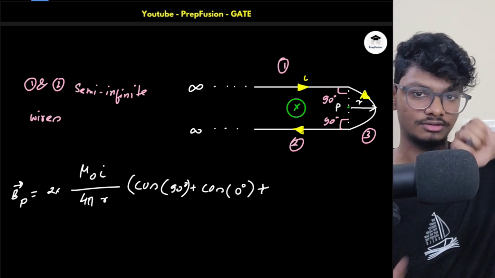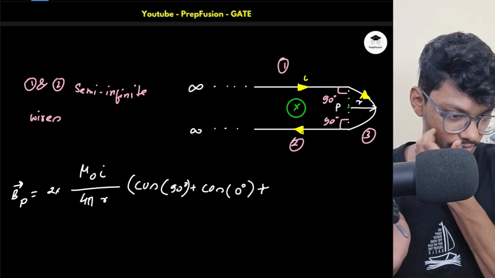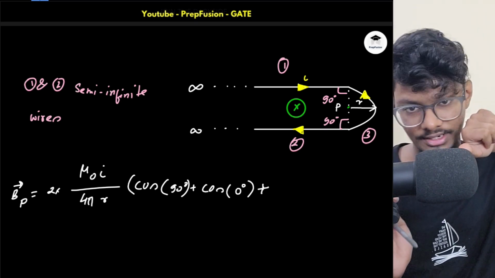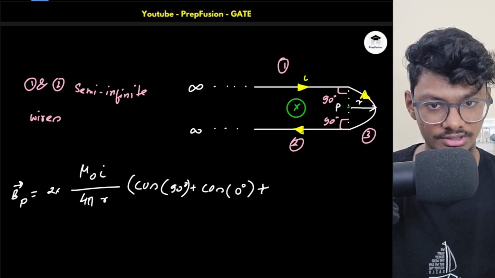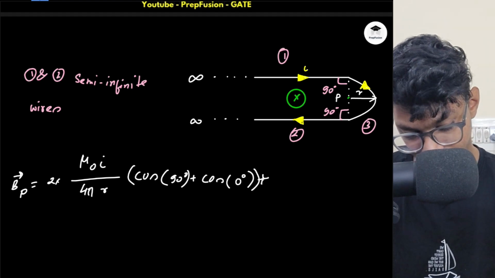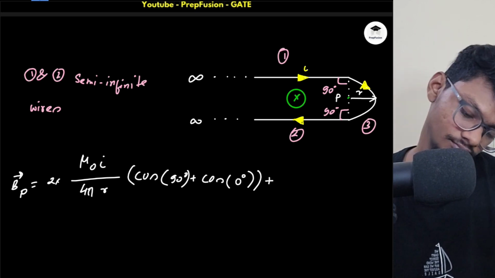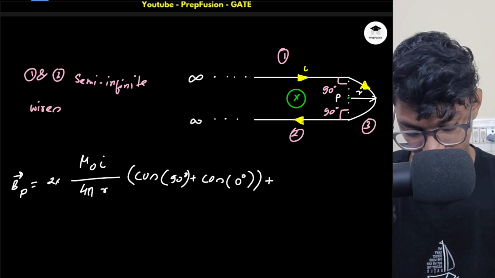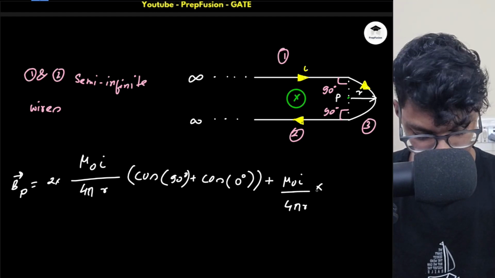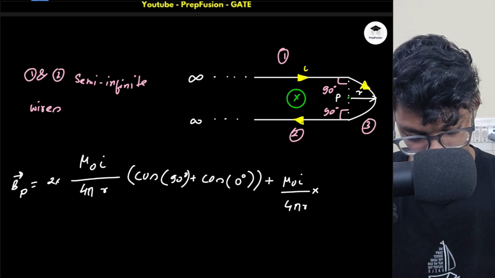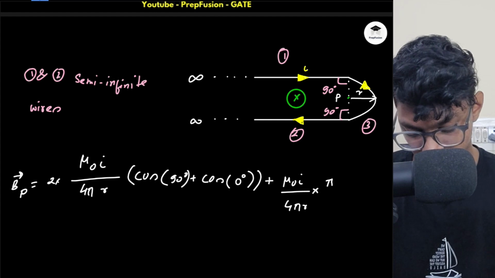And anyways, with that concept of curling your fingers along the loop, you are able to say that it is inside only. I'm repeating, but I'm saying this multiple times so that this concept gets clear in your head. So this will be plus, and this will be mu naught I divided by 4 pi r into theta. This radius is r only. What is theta? Theta is simply 180, so pi. So this will be mu naught I by 4 r.